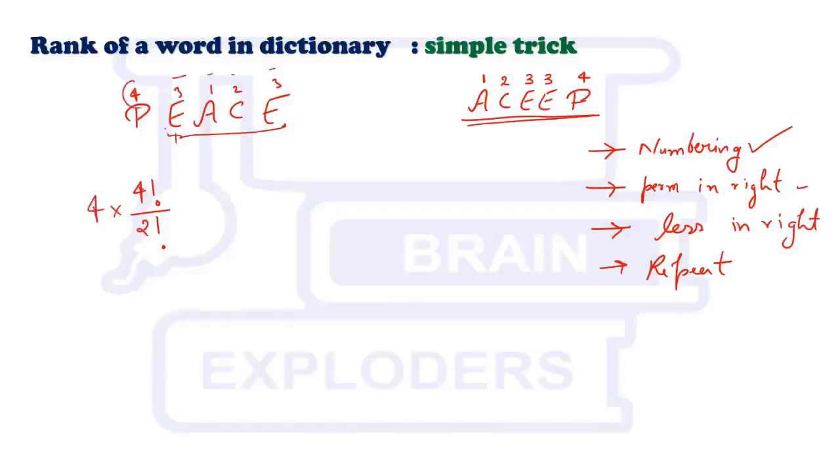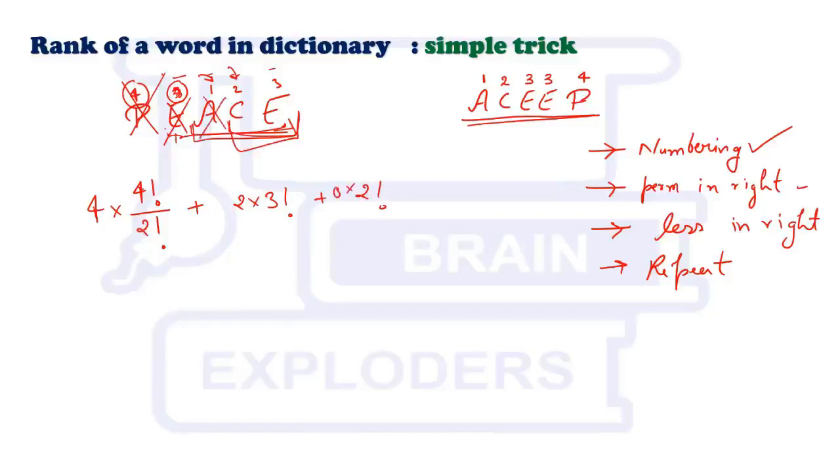Now we have to repeat. In repeat, just remove this P. Now for E, how many permutations are possible with the letters in the right? There are 3 factorial. How many numbers are less than 3 in its right? It is only 1, 2. So multiplied by 2 factorial. Great. Now for A, how many permutations are possible in the right? There are 2 factorial. How many numbers are less than 1? None of them. 0. Okay.